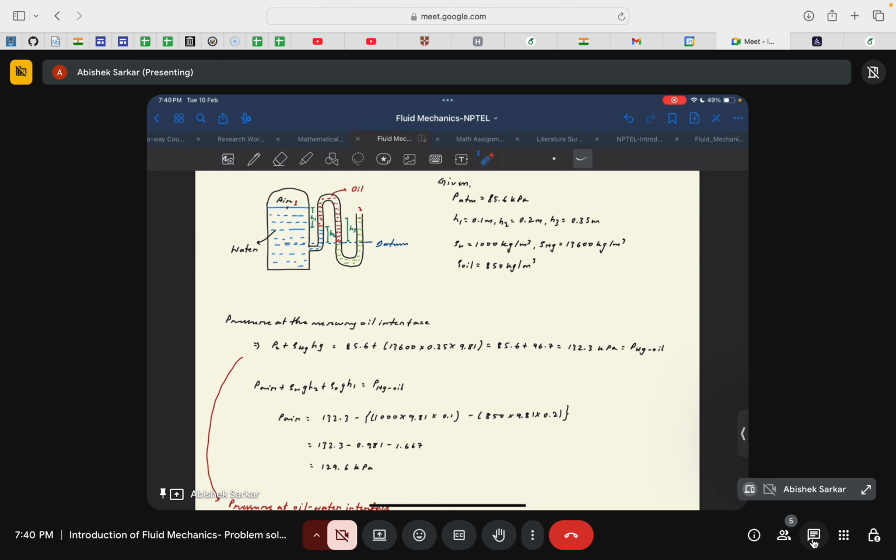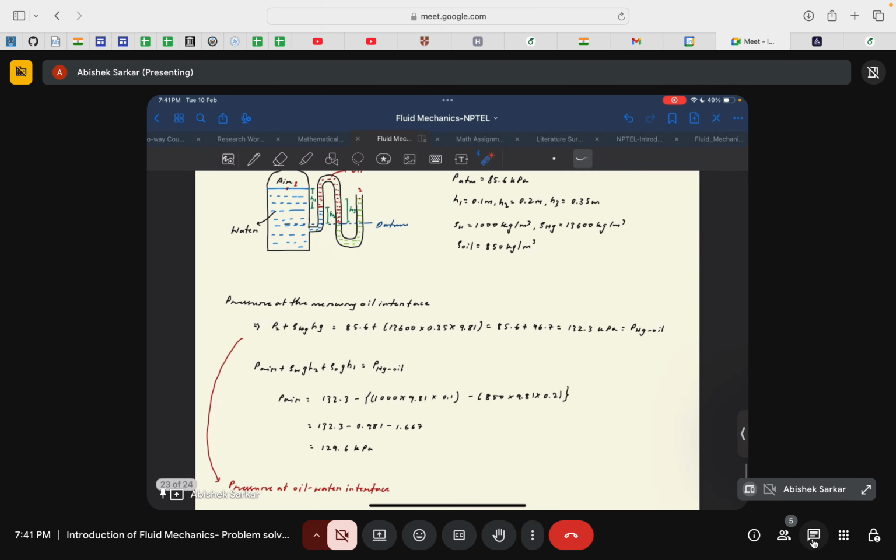I'll come back here if there's any confusion. Let us look into it. So we'll have pressure to be rho oil g times H1 plus the pressure from this region. There is rho W g H2, so the pressure would be rho W g H2. Once you do it, that was my way of doing it.